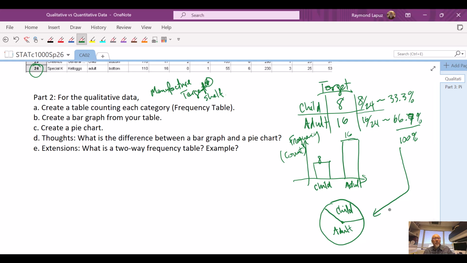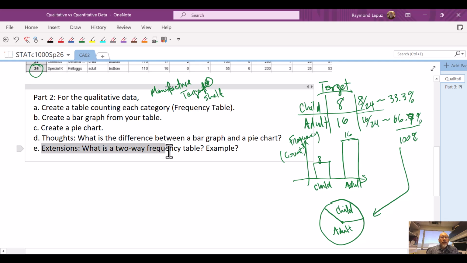So the difference between a bar chart and a pie chart is that a bar chart, you can create it with just the raw numbers, but you can also create it using percentages. Now, a group or a team ended up taking a look at not just a frequency table, but a two-way frequency table. So what are those?